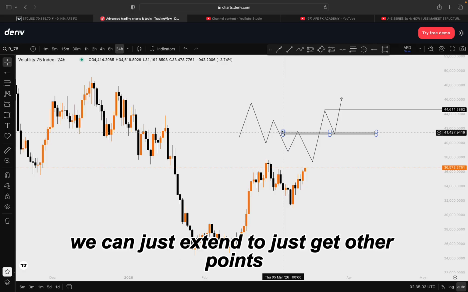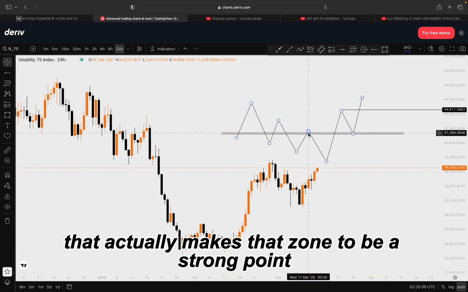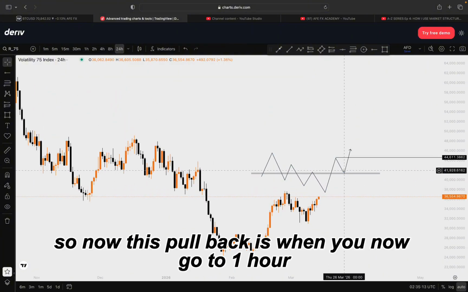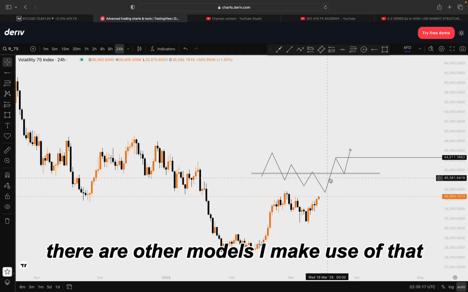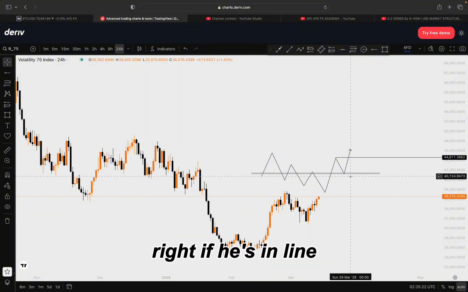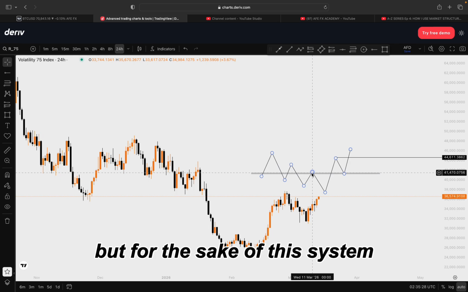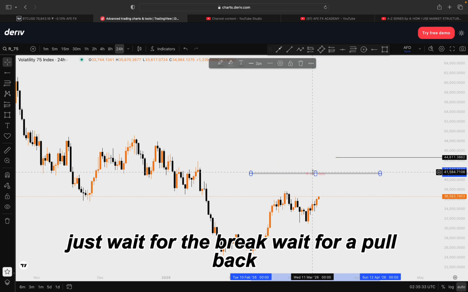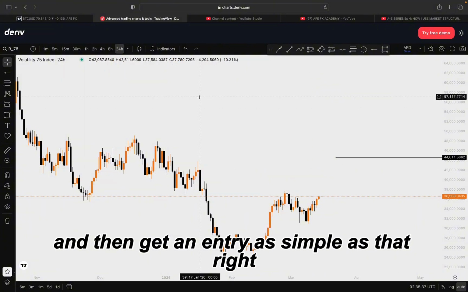For this one, we can just extend to get other points that actually make that zone a strong point. That's basically what I'm showing you guys. Now this pullback is when you go to 1 hour to check for maybe a chart pattern, just to be more conservative. There are other models I make use of where I can get an entry instantly from down here, if my checklist for that one is in line. But for the sake of this system, this model I gave you guys, this is what you should focus on. Just wait for the break, wait for a pullback, look for the reversal chart pattern on the 1 hour, and then get an entry. As simple as that.